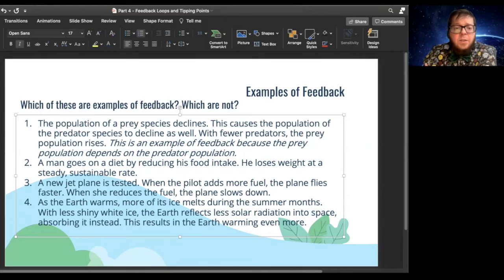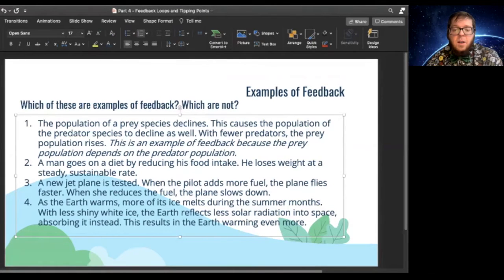Example number 3. A new jet plane is tested. When the pilot adds more fuel, the plane flies faster. When she reduces the fuel, the plane slows down. Raise your hand if you think this is an example of feedback. Good. It's not, right? So 2 and 3 are not examples of feedback. Let's look at the next one.